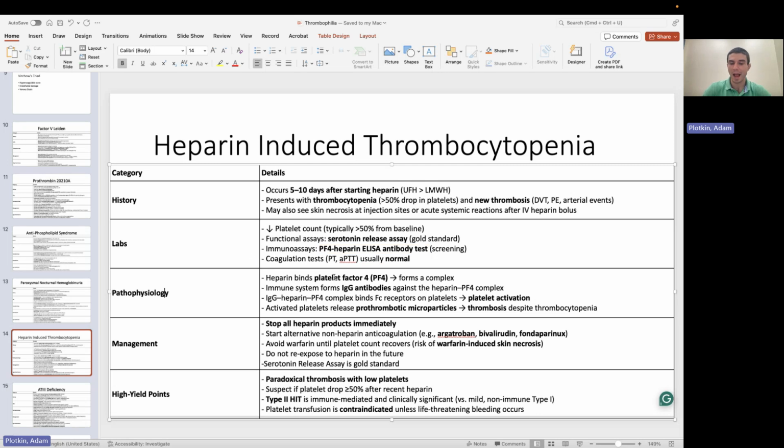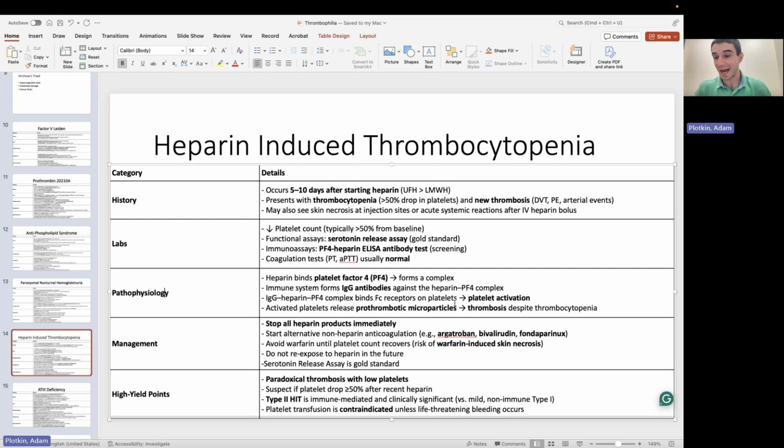So the pathophys: heparin is always going to bind to platelet factor 4. Always binds to platelet factor 4, forms a complex. We get ourselves into trouble when our immune system recognizes that complex as abnormal. It forms IgG antibodies against it, and then the IgG antibodies attach onto this heparin platelet factor 4 complex. That then will lead to the overactivation of platelets. So that complex, the heparin platelet factor 4 plus the IgG, causes overactivation of platelets, okay? It binds to the Fc receptors on the platelets and causes activation.